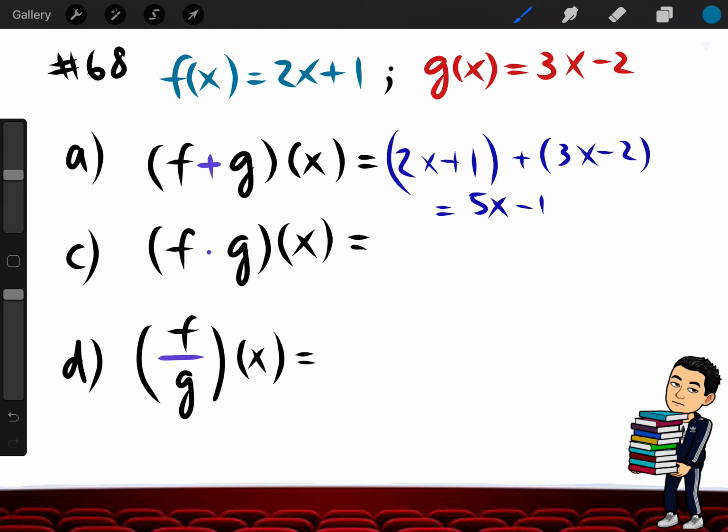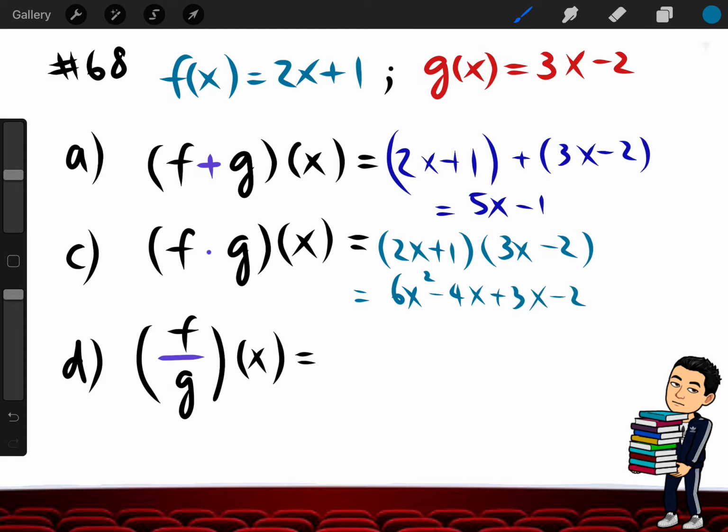So this one, you have to multiply the two functions. So that's going to be 2x plus 1 multiplied by 3x minus 2. Okay, so you're going to have to FOIL this thing. You're going to have 6x squared minus 4x plus 3x minus 2. Okay, combine the like terms. It's going to be just subtracting x. Okay, let's move on to the next one.